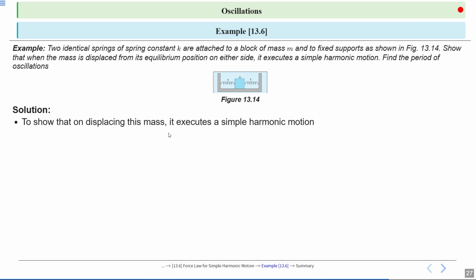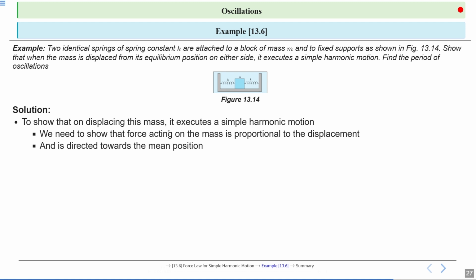To start, let's think about what it means for the block to perform simple harmonic motion, or SHM. For SHM, the force acting on the mass must be directly proportional to how far it is displaced from its equilibrium position. So we need to show that the force acting on the mass is proportional to the displacement. In other words, if we move the block a little, the force pulling it back should increase in direct proportion to how far we have moved it. This is similar to how a stretched or compressed spring behaves according to Hooke's law, F equal to minus kx.